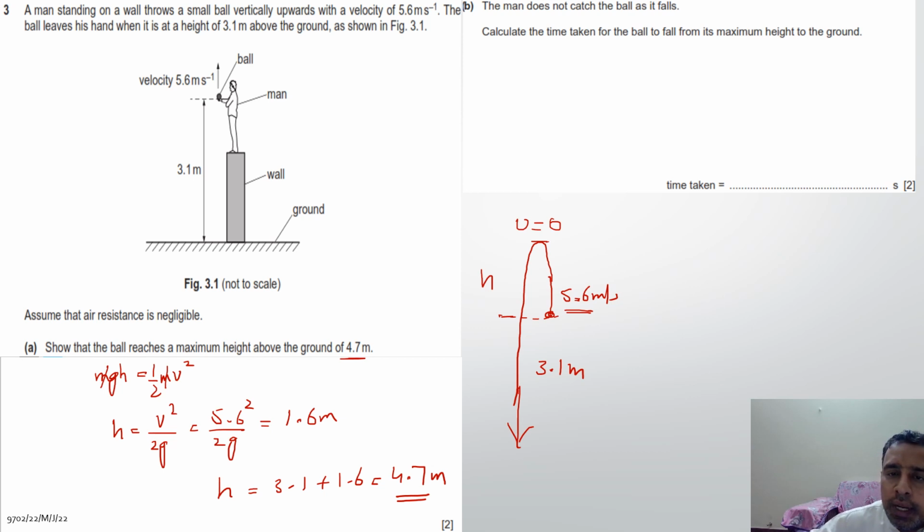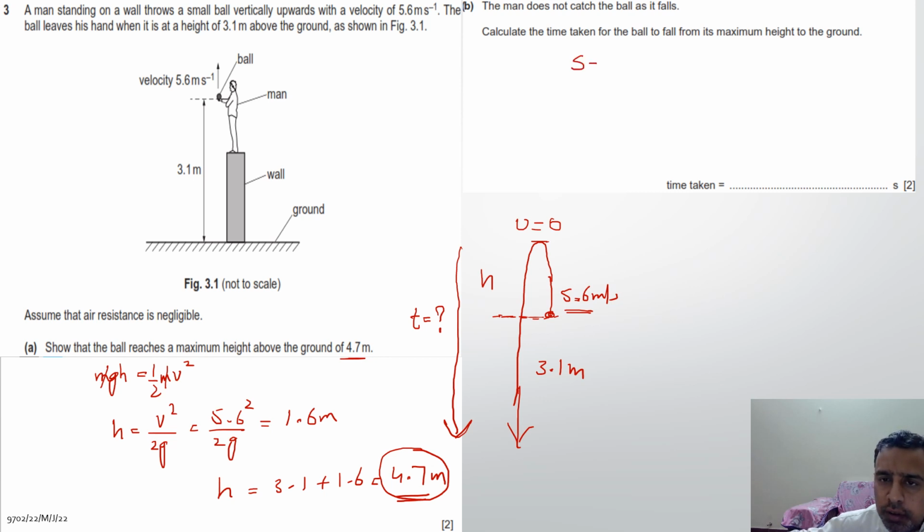Now the man does not catch the ball and it falls downward as shown in this diagram. It comes over there. Calculate the time taken for the ball from its maximum height to the ground. It means when it falls down, from maximum height to this surface, the time is required. So the whole height is known, that is 4.7, the total height, and the initial velocity was 0.